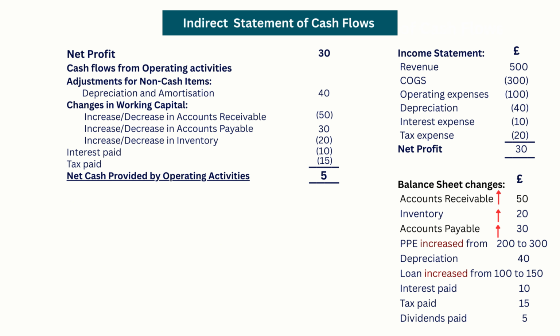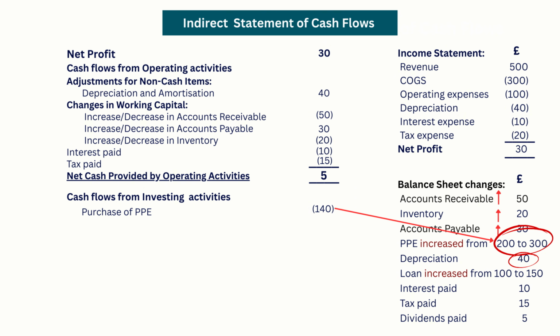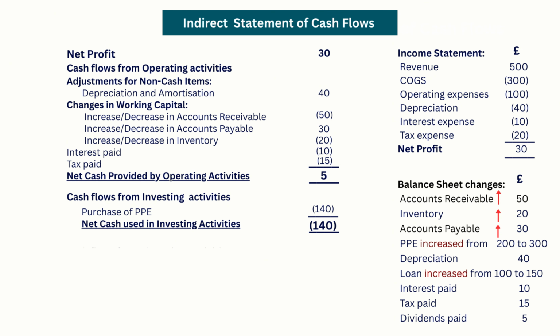Notice, the company made 30 profit, but only generated 5 in operating cash. That's because cash is tied up in receivables and inventory. Investing activities relate to long-term assets like plant, property and equipment. Plant, property and equipment movement: opening balance is 200, closing balance is 300, depreciation was 40. We use T-account logic. Plant, property and equipment purchase equals closing balance 300 minus opening balance 200 plus depreciation 40. Cash used to buy PPE is 140.